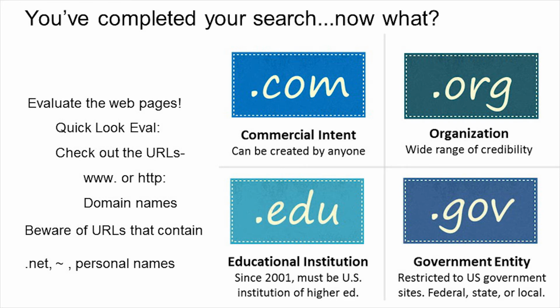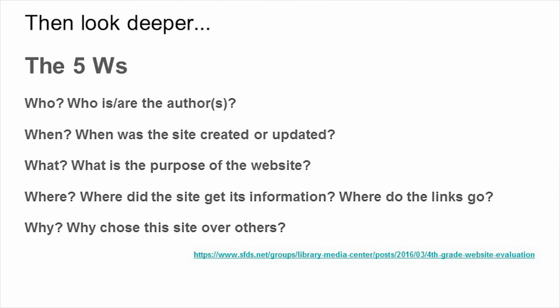And .gov is almost always good because it's the U.S. government, federal, state, or local, and they always have people watching them. So if it's .gov, it's almost always good. So use that to weed out some of the hits you get. And if it has a tilde, a personal name, or ends in .net, be very, very cautious about what's in it. Then you're going to look deeper.